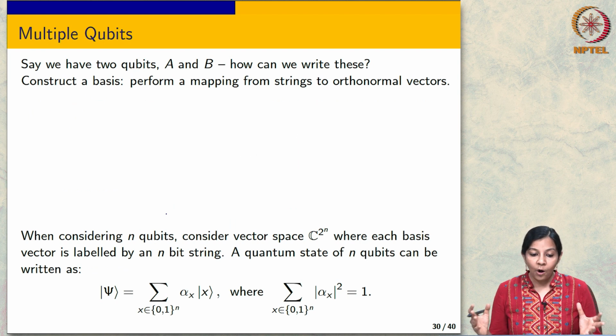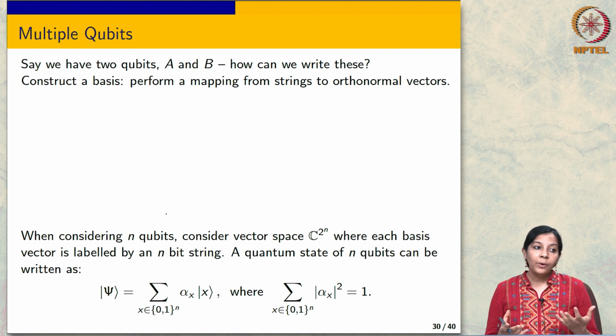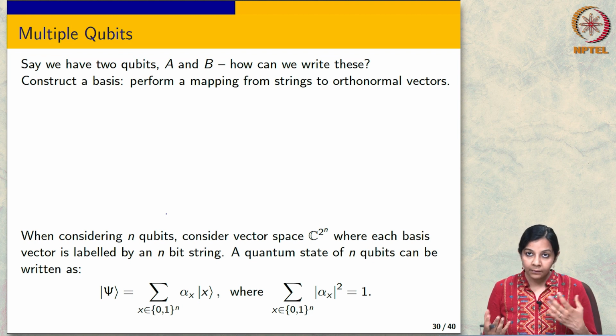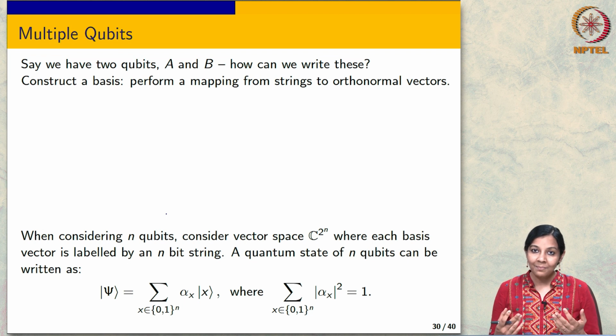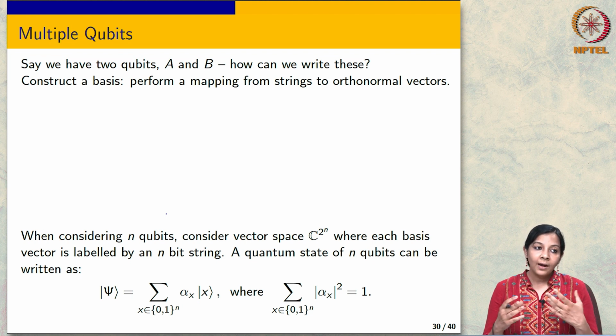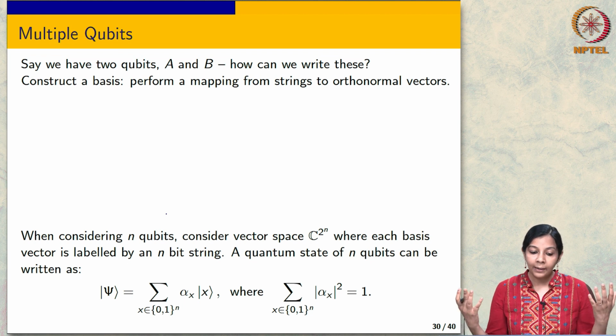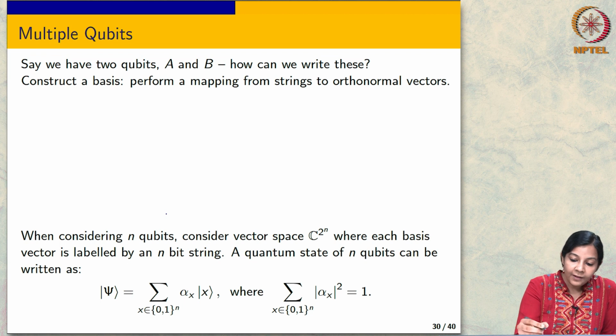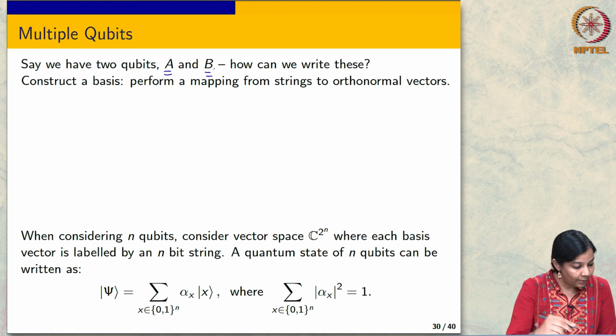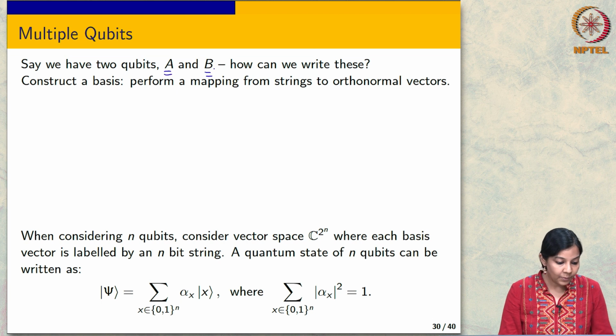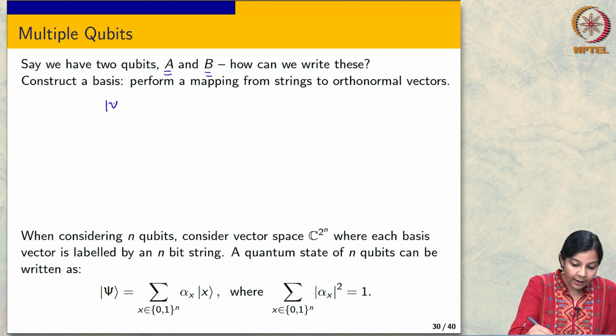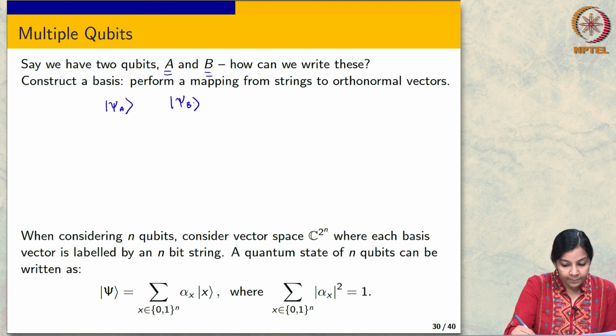Okay, so far we have talked about single qubits, but obviously to do anything useful with any bit, classical or quantum, you need more than one bit in general. So let's try to extend our discussion now to handle multiple qubits. Say we have two qubits A and B, how should we write these? Any ideas? Let me set up some notation: I have psi A, and I have psi B.